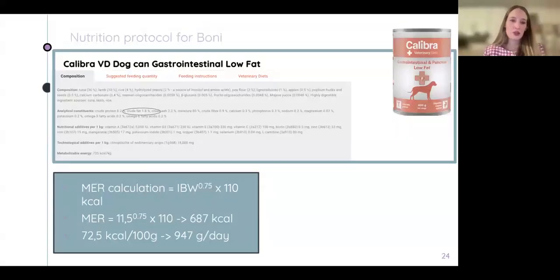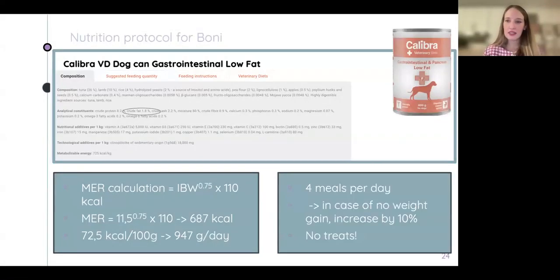And when we calculate that, we would get that this dog needs 687 kilocalories per day. And if we calculate the energy density of this diet, we would get this amount of grams, so around 947. That would be around maybe 2 cans and 1/3 per day. That is quite a lot, but for this time point, it is a reasonable thing to do because the dog is underweight. And it also has issues with palatability.